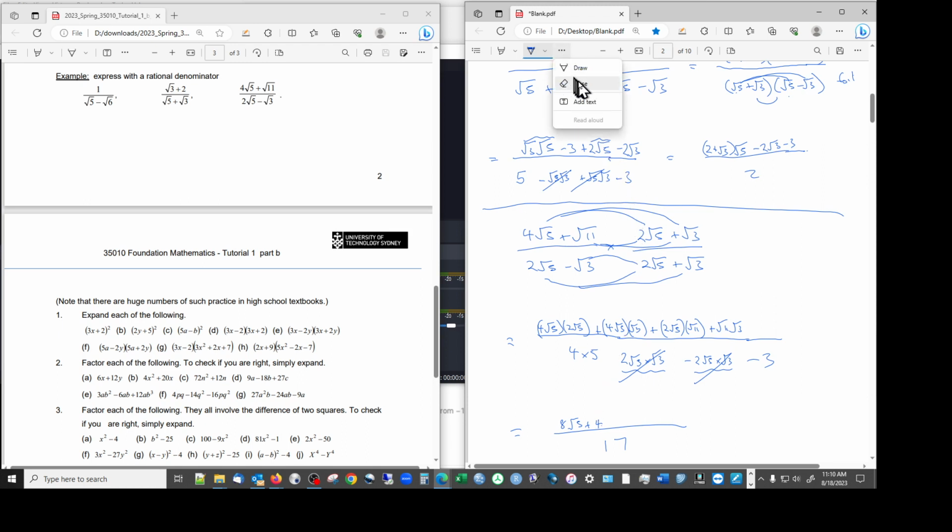Sorry, we're multiplying them, so I need to eliminate those. So we've rationalised the denominator. So it'll be 8 times 5, which is 40. For this term here, it's 4 times 3, which is 12. Okay, these are different.